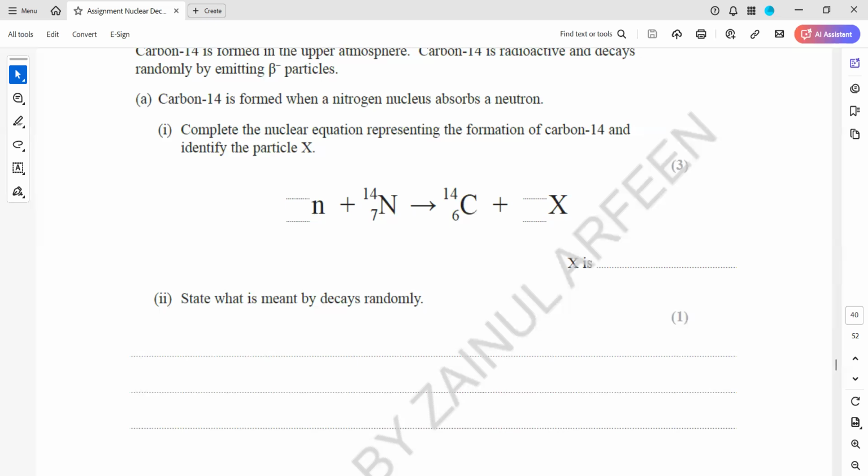About X, you can write that this can be hydrogen, because hydrogen has one proton and no neutron, or you can also say it's a proton as well. A nucleus, a proton is also acceptable. We cannot know which nucleus will decay next. That's the meaning of random.